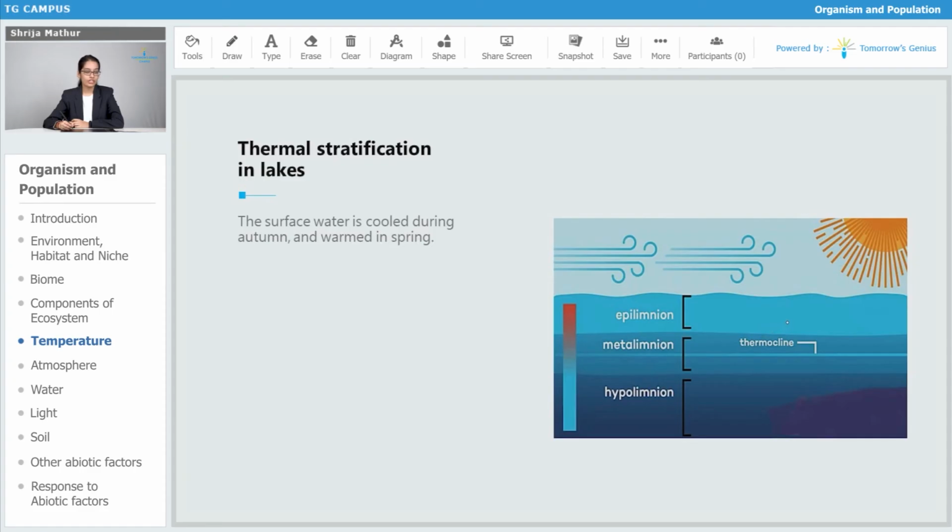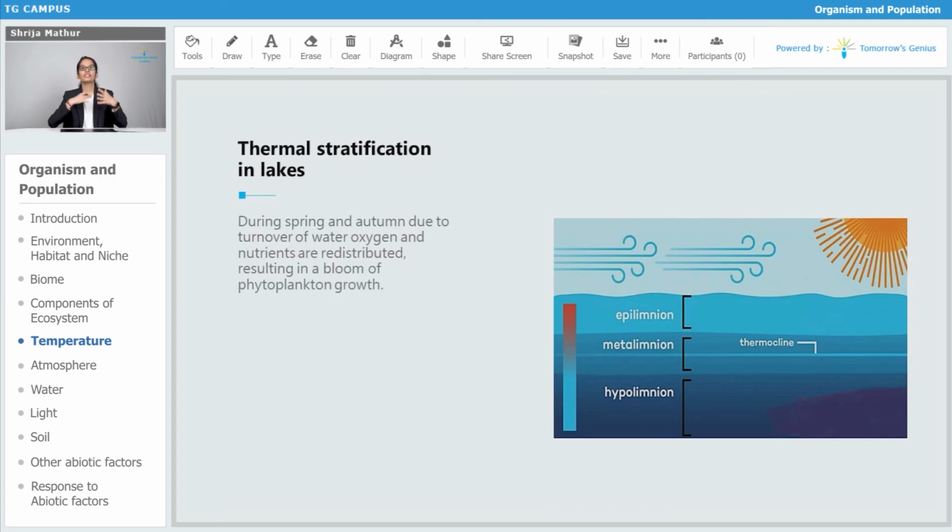The surface water is cooled during autumn and warmed in spring. So in autumn and spring it is normal temperature. This results in a free mixing of water in the whole water body, also known as autumn and spring turnover. So the whole mixing takes place, all the conditions are mixed, and then the autumn and spring turnover takes place.